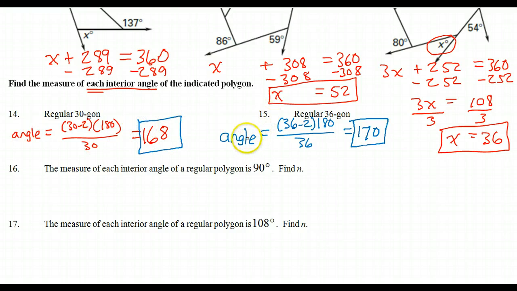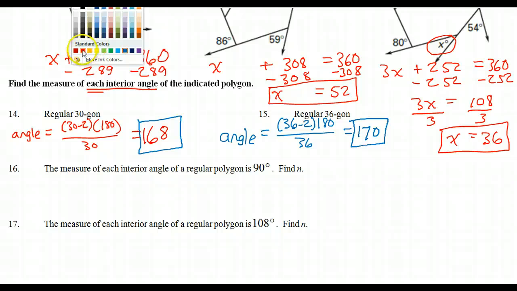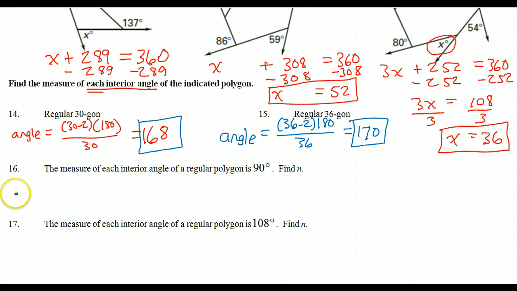Okay, it says 14 and 15. All right. The measure of each interior angle is 90 degrees. Find n. Yeah, so if I was going to do this by hand, showing all my work and all that good stuff that we like to do, I will use the same formula. We're still talking interior, so an angle is going to equal n minus 2 times 180 divided by n.